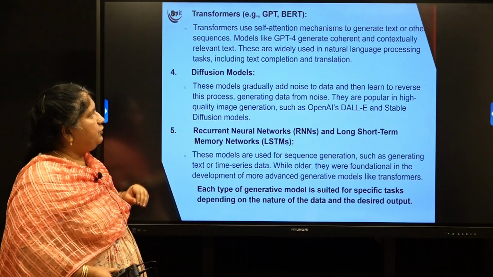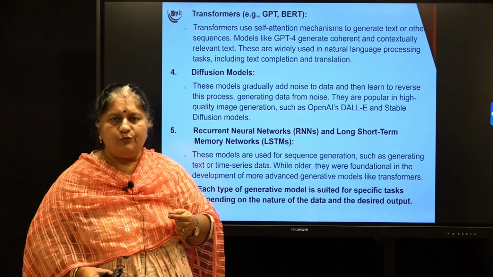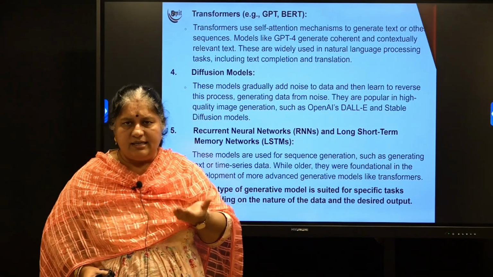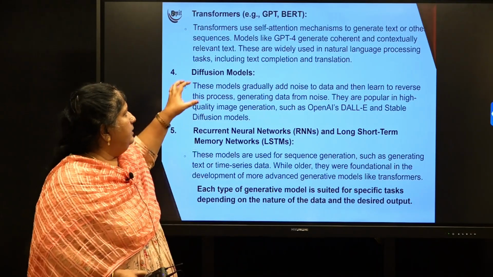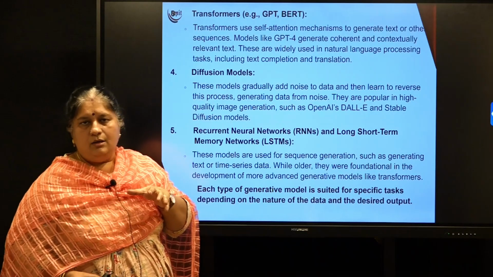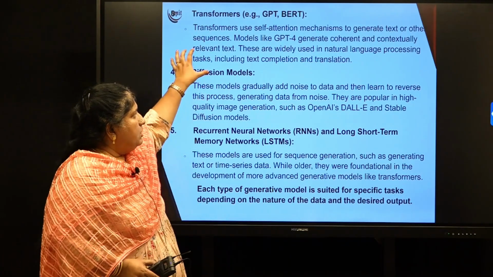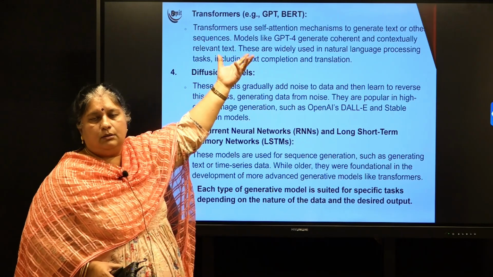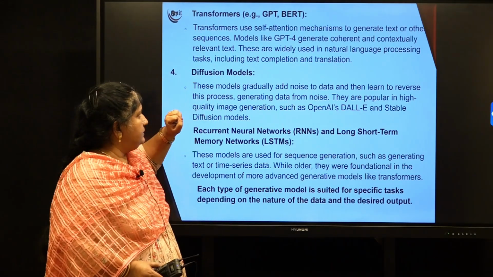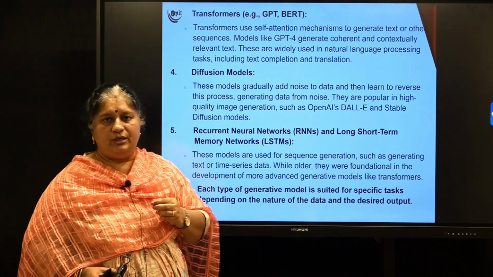Then transformers. We are extensively working with ChatGPT, which is one of the examples of a transformer. What exactly is the transformer doing? It works on a self-attention mechanism, and it generates contextually relevant and contextually coherent data, matching the data according to the context. They are widely used in the field of natural language processing.